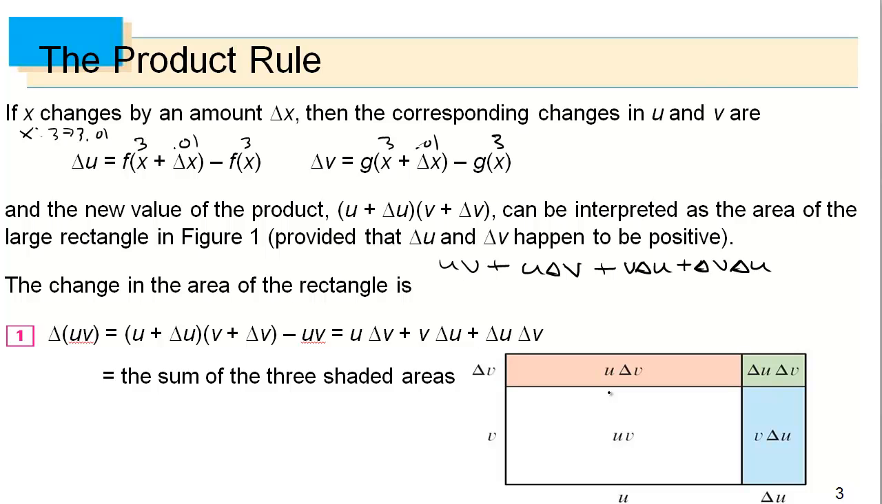Subtracting away the original uv piece, that's why we're left with those three colored pieces, right? The blue piece, the green piece, and the, I don't know, orangish piece. Those three pieces are the actual increase in the product of uv. It went from this size up to that big size, and that's the increase in the size, the sum of those three shaded areas.